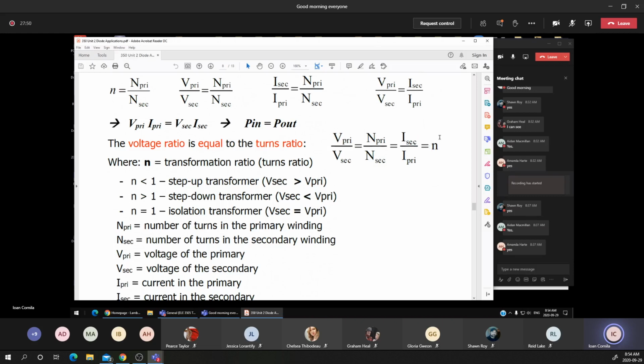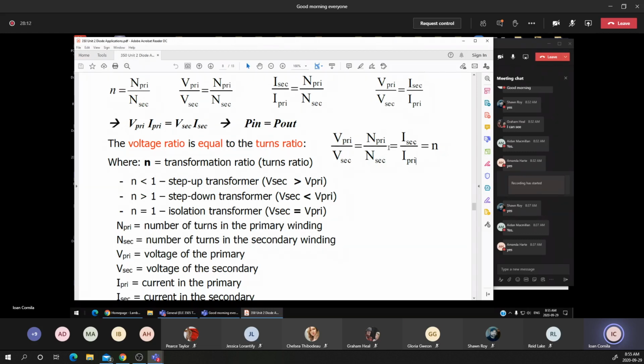N is equal to N. Based on this last equation, I mentioned that all the quantities for a transformer, in terms of the voltage, in terms of the number of turns, and in terms of the current, are related to the turn ratio. We may have three different possibilities.